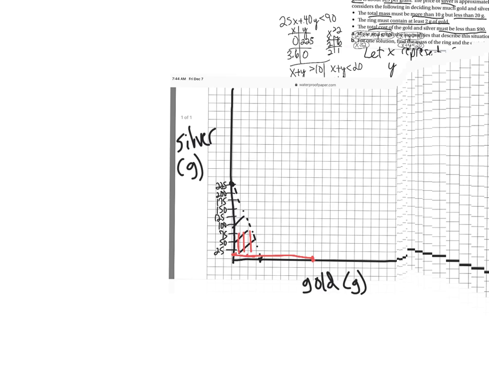You don't have to shade everything above. If you want to just keep restricting what works, you can do that. Our other one, we had 20. So we've got 20, 0, and 0, 20. And we want to be greater than that, so we'd be above that line. So that's restricted us a little bit more again.